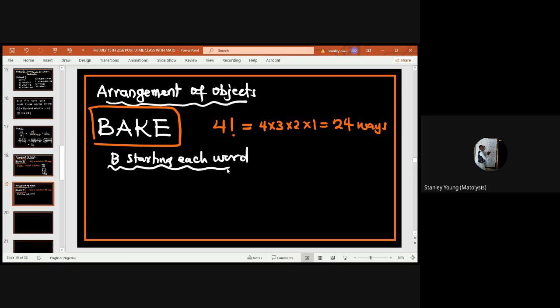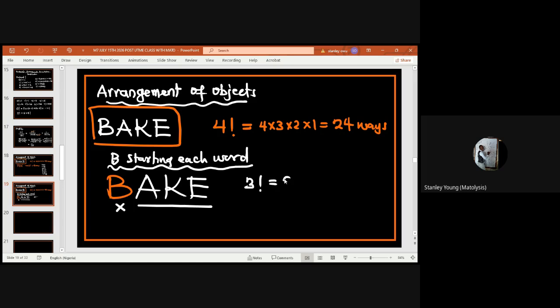So if B must start each word, it means that we are having B separately. Then the only thing we want to be rearranging is A, K, and E. So if a question gives you such a condition, that in how many ways can you arrange the letters in the word bake such that B must start each word, it means you are taking B out of the equation. You're only focusing on AKE. So instead of 4 factorial, you now have 3 factorial. And that gives you 6. 3 factorial is 6.